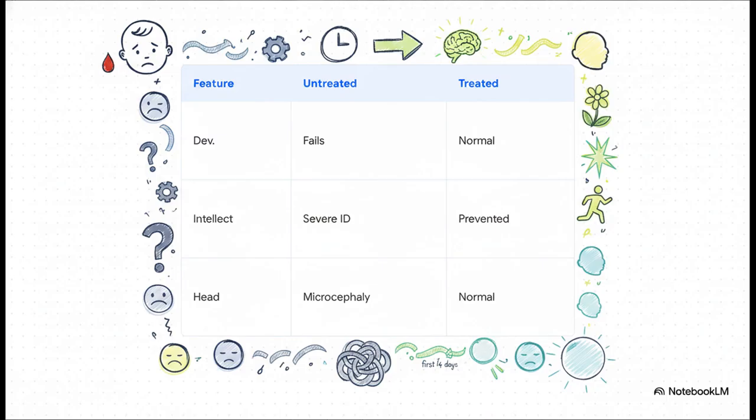Now, when you compare an untreated patient with a treated patient, the contrast is absolutely stark. This right here is exactly why newborn screening is a literal game changer. If we miss PKU, the patient fails to meet developmental milestones, develops microcephaly, and suffers from severe, irreversible intellectual disability. But if we catch this via a simple newborn blood spot and start dietary treatment before they are 2 weeks old, development and intellect are completely normal. Catching this invisible defect within the first 14 days of life makes all the difference in the world.